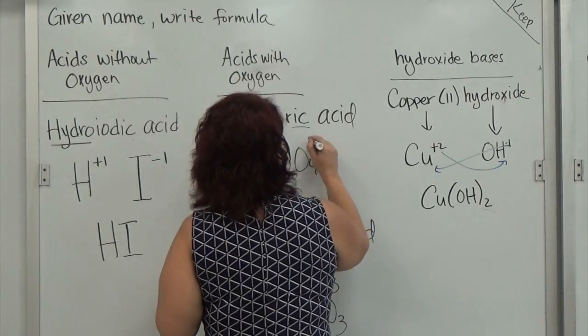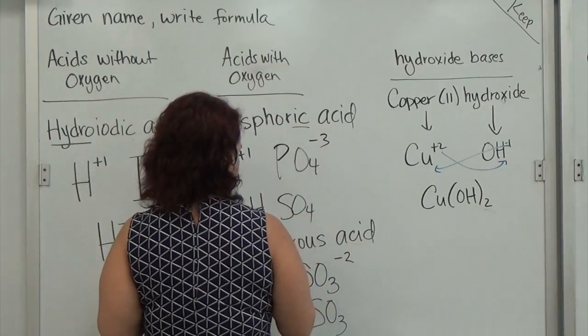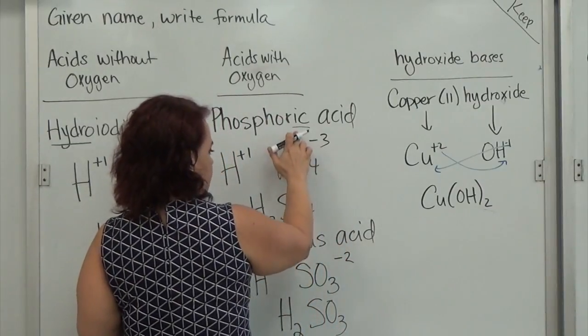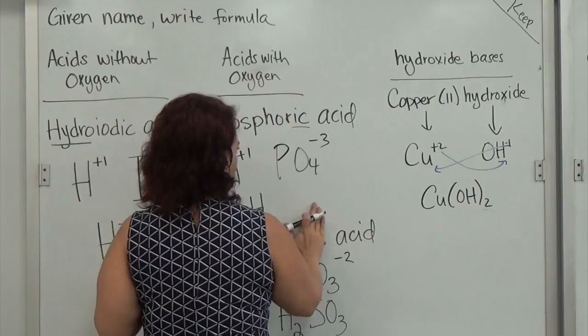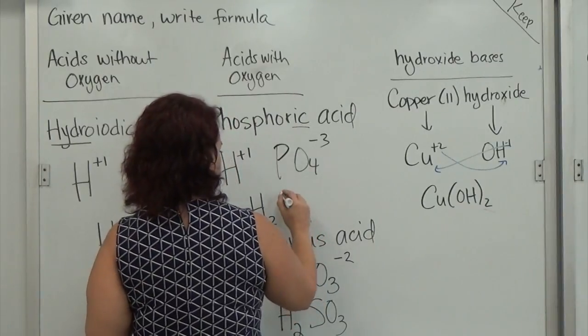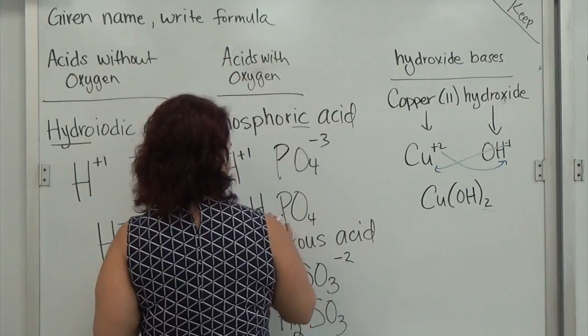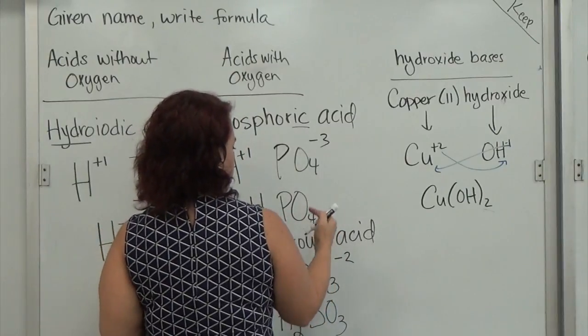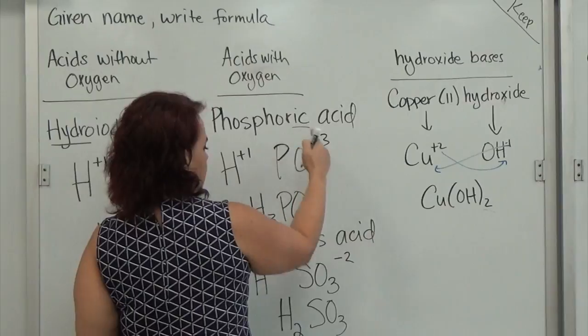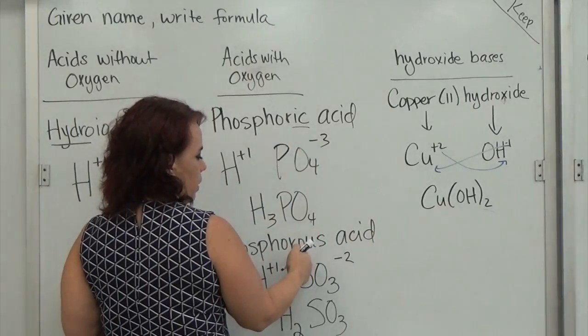I have two different variations. I could have an acid that ends in IC, or I can have an acid that ends in OUS. So I know what you're thinking right about now is, how do I know that my acid ends in IC, and how do I know it ends with OUS?